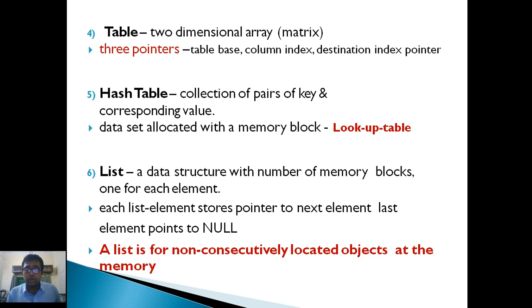A list is for non-consecutively located objects in memory. That's the important factor. The list is for non-consecutively located objects in memory. That's why we use the list. It has a different process of listing the data. For different purposes we use different memory structures. That's the reason.